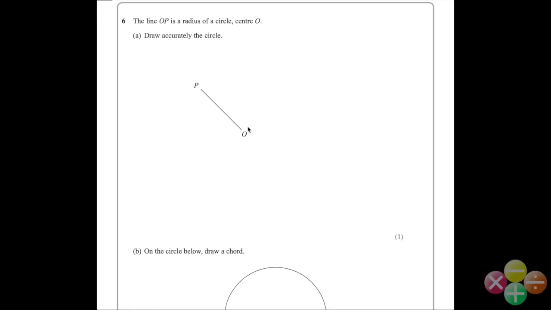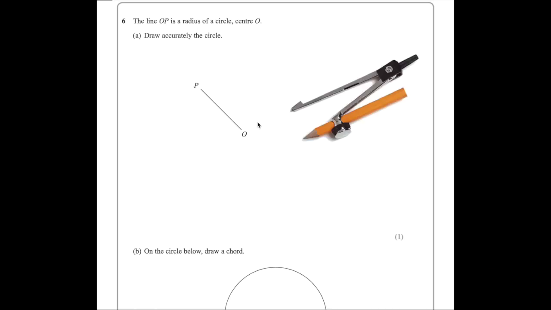Now for this question, you are going to use a piece of equipment called a pair of compasses that look like this. Now with your pair of compasses, you need to put the point at the end of the line O, open it out so the pencil is at P, then draw the circle as accurately as you can and you'll end up with something that looks just like this.